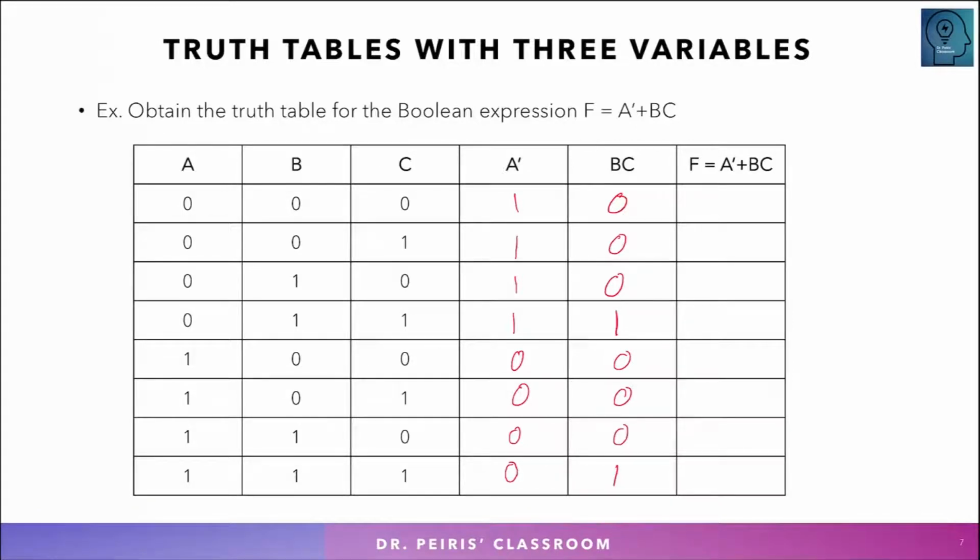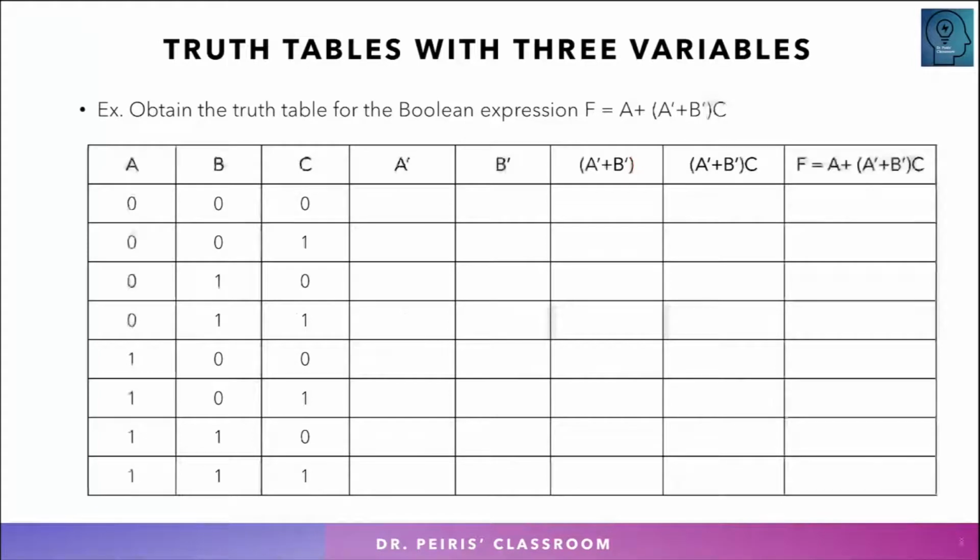And the last part is to do the OR operation between these two columns. So if at least one input is 1, the output has to be 1. So you see these are already 1, these 4 rows, which means this is definitely going to be 1, 1, 1, and here both are 0, both are 0, both are 0, and here the BC term is 1, which means the output has to be 1. So this is how we do the truth tables with 3 variables.